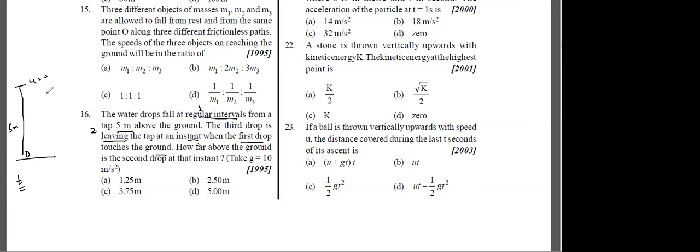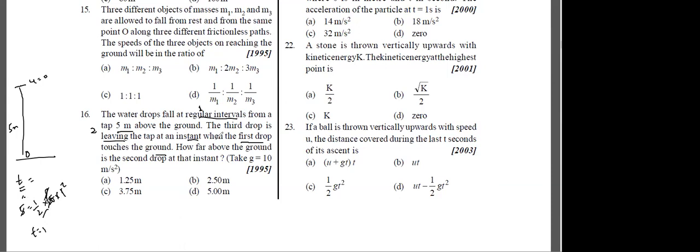Initial velocity was 0. Can you find this T? Yes or no? See how to take the approach. We know S is equal to ut plus half at squared. U is 0. So 5 is equal to half into 10 into T squared. So it is 5 only. 5 will get cancelled. T is equal to 1, right? Very good. So T is equal to 1.